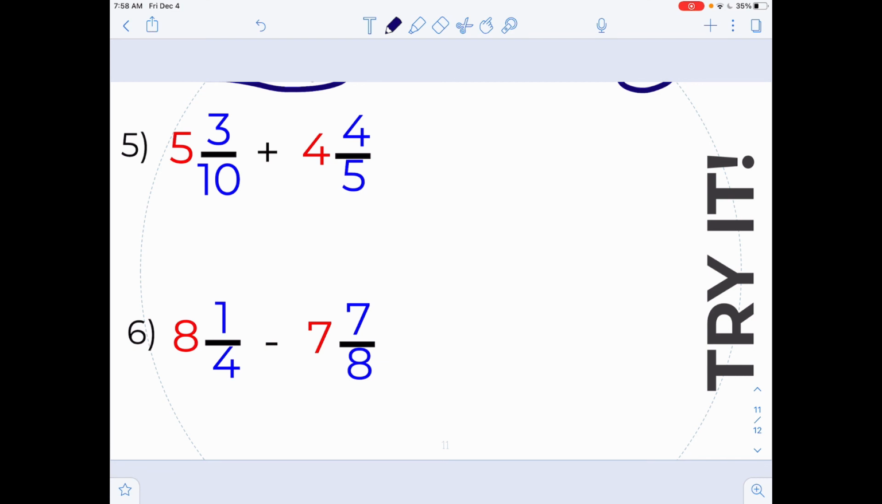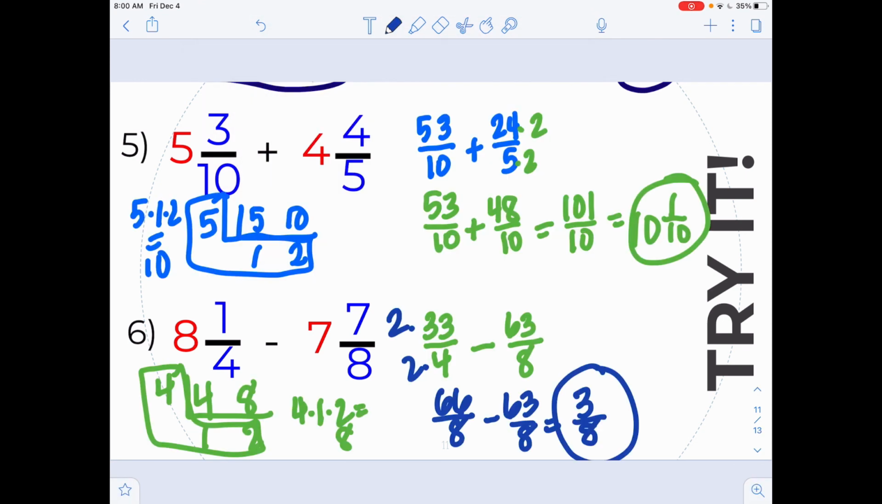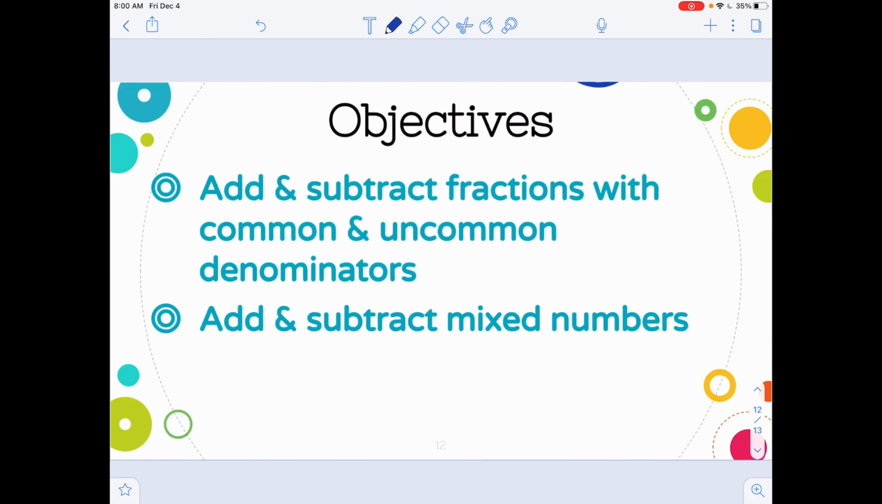I want you to try these two problems in your notebook. Press play when you're ready to check your work. So today we added and subtracted fractions with common and uncommon denominators, and we added and subtracted mixed numbers.